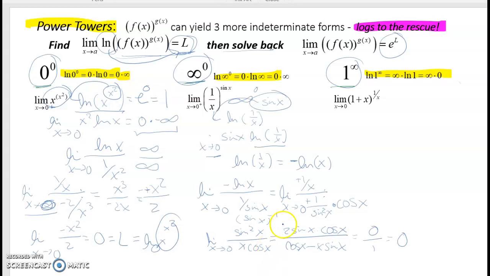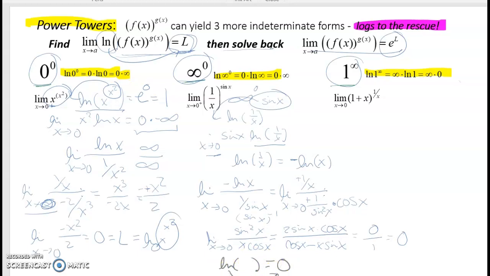But don't forget, we have to solve back, because we solved a different question than we were asked. So the answer to our question is ln of the limit equals 0, because we need to find out what the limit of this business is. So e to the 0 is 1. Oh, that means this limit is 1.